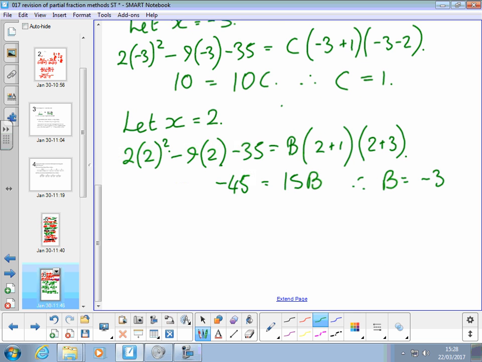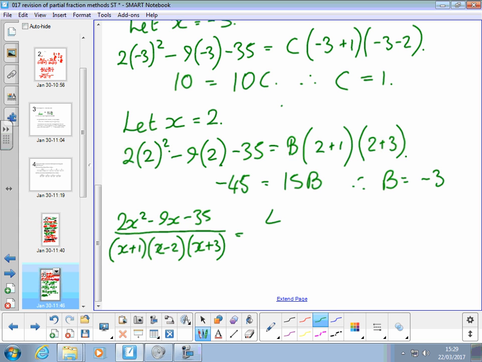So all that's left to do is to put them all back in. X squared minus 9x minus 35 over is equal to 4 over x plus 1 minus 3 over x minus 2 plus 1 over x plus 3.